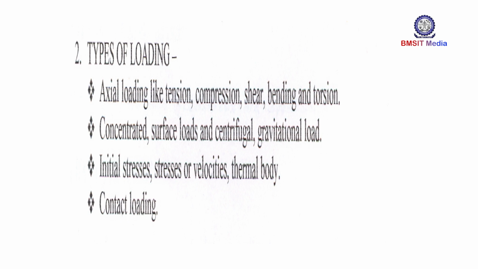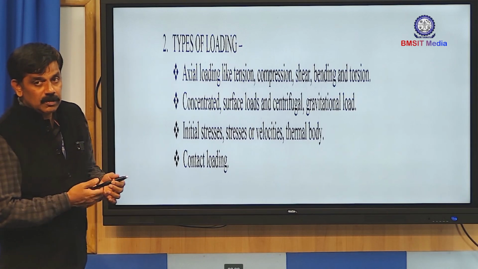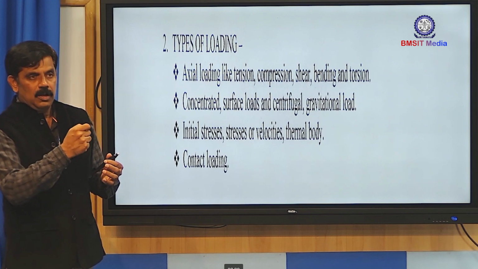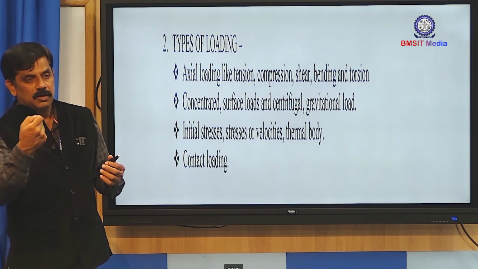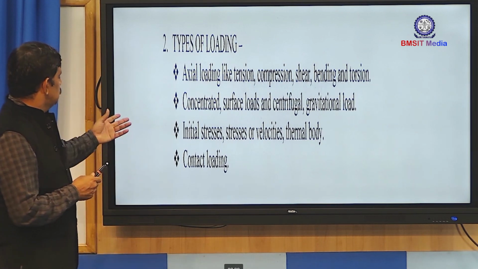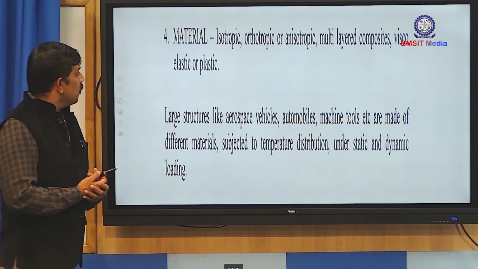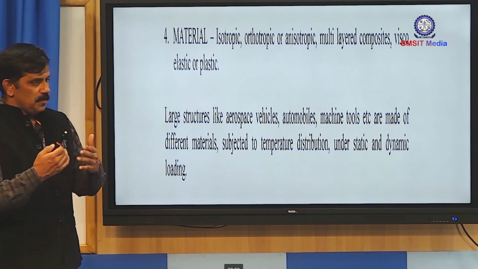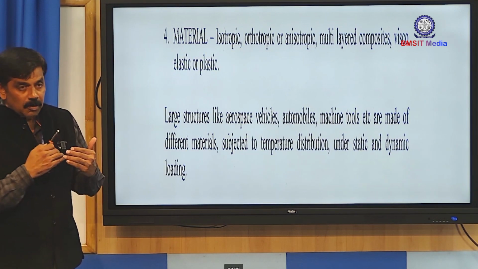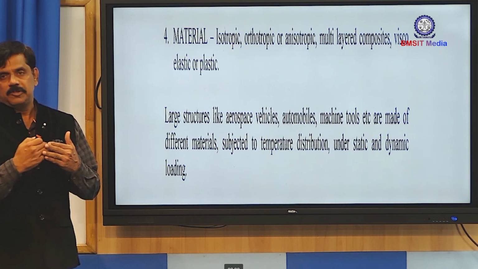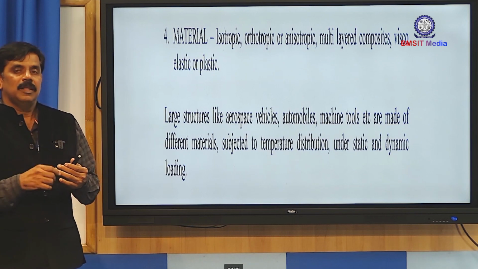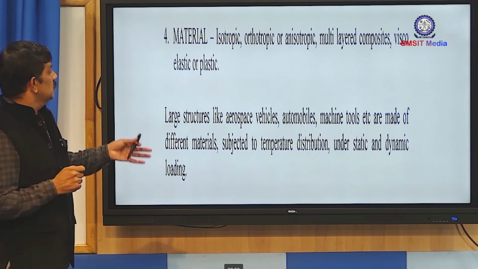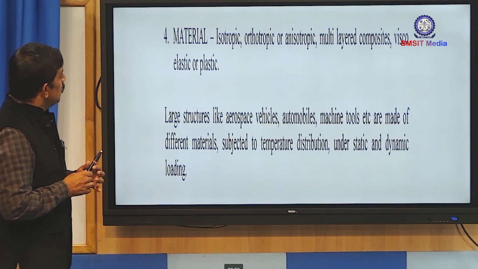It may be contact loading. You have seen the meshing of two gears, where there is contact between one tooth of one gear and another tooth of the other gear. In such cases, those things are required. Then when you come to material properties, if a material property like Young's modulus is the same in all directions, then epsilon x is equal to epsilon y is equal to epsilon z, that is equal to epsilon. That is nothing but isotropic material.